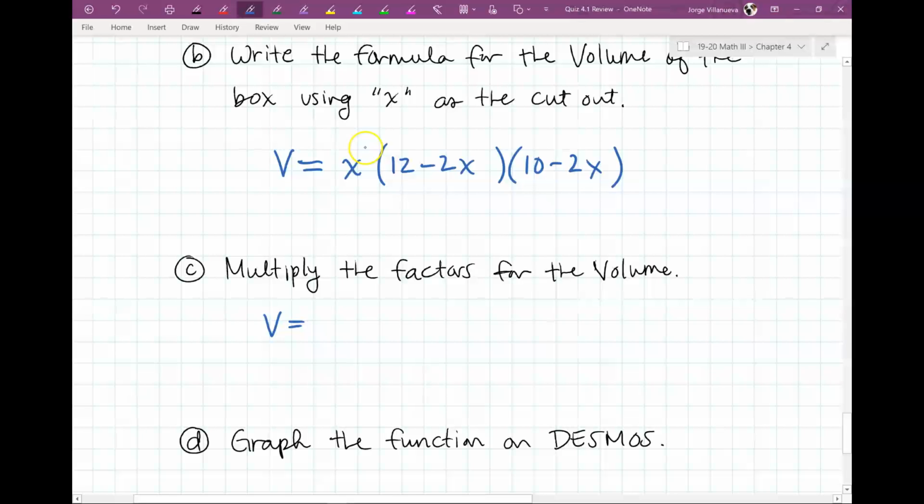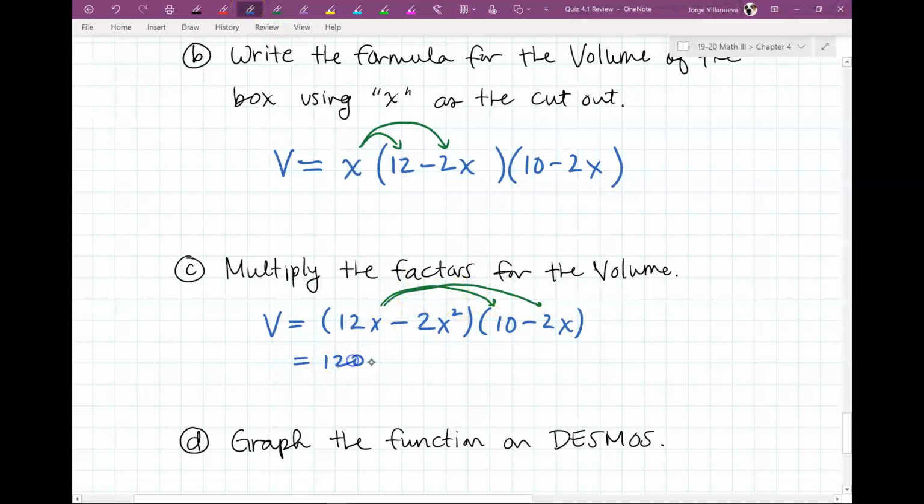So I'm going to distribute that first. This might be the most annoying part of this problem. You're going to distribute, so this is going to be 12x minus 2x squared times 10 minus 2x. You only distribute to the first one, and then from there, we're going to distribute everything over. So we'll do these terms here first. Like I said, this might be the most annoying part of the test.